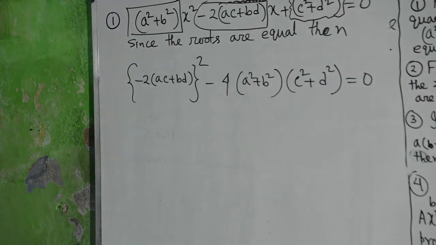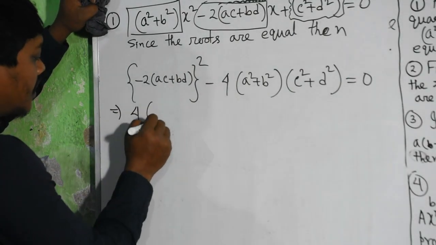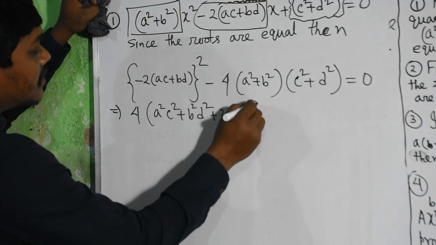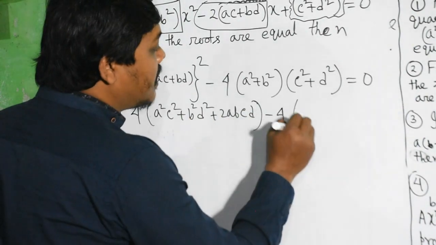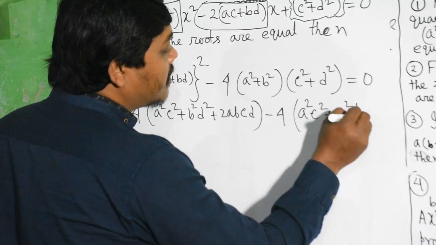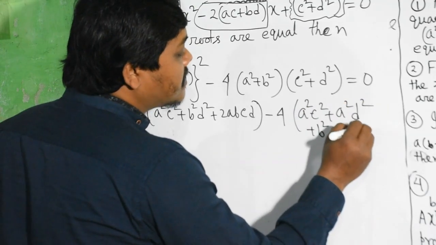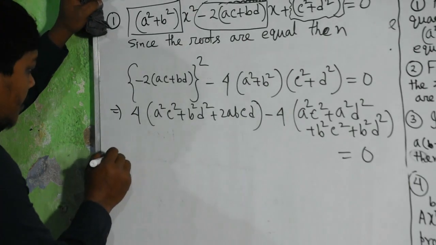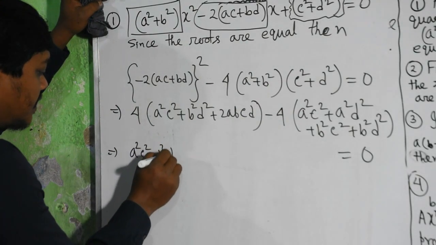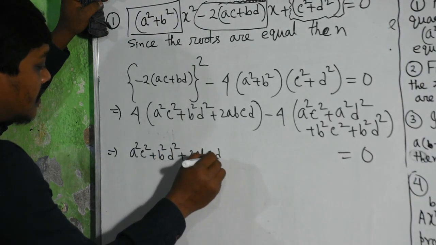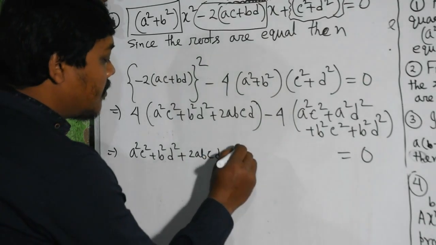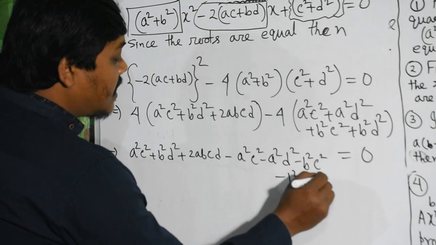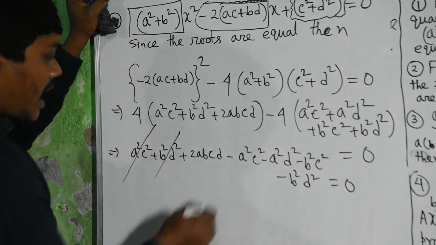This is your condition. So this is 4 into (a square c square plus b square d square plus 2abcd), and after multiplying you will get a square c square, a square d square, b square c square plus b square d square, equals 0. The 4 is cancelled, so just write a square c square plus b square d square plus 2abcd minus a square c square minus a square d square minus b square c square minus b square d square equals 0.